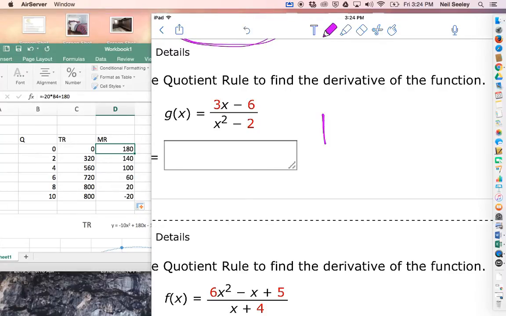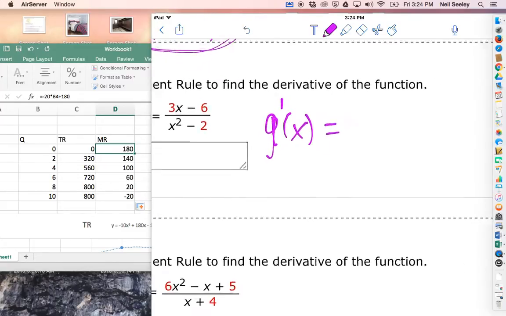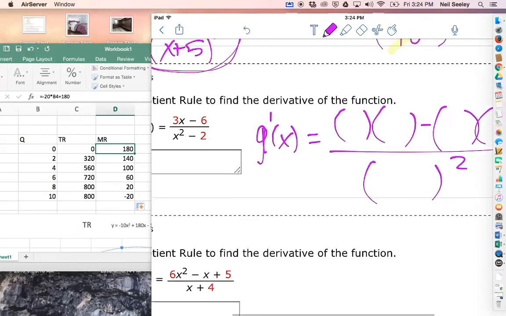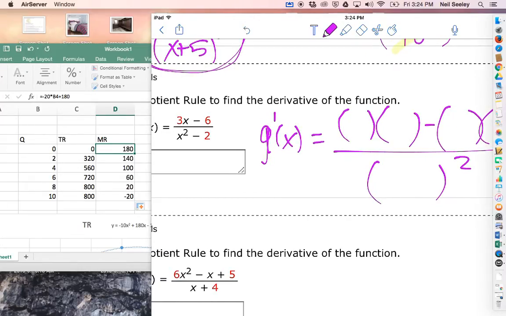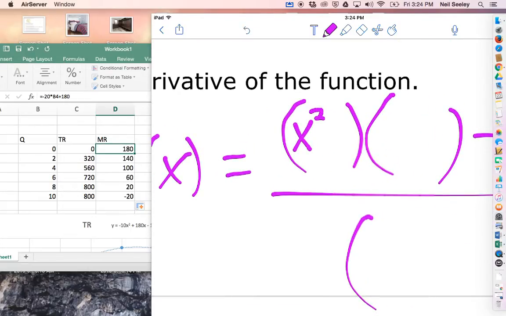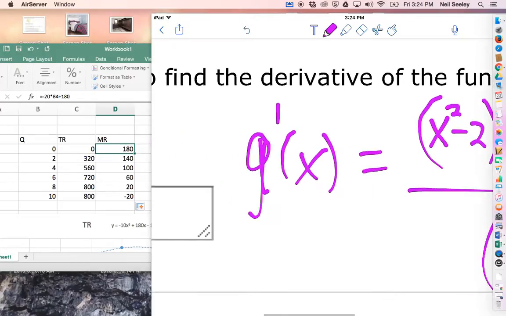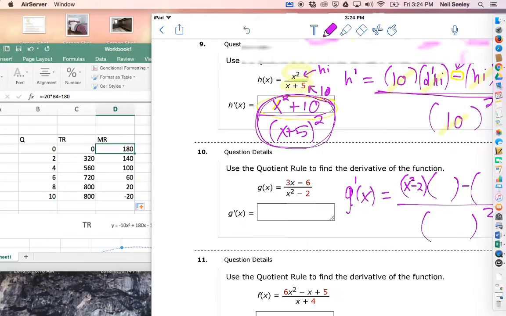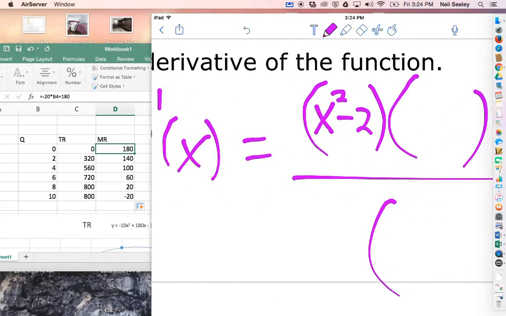If I do my g prime of x for this one, what I'm going to do is set up my template and put my 1, 2, 3, 4 sets of parentheses up top, minus in between. And down below I'm going to put my parentheses squared. And I'm just going to go in and write my low. You always start with your bottom function untouched in the quotient rule. If you can remember that, order matters in the quotient rule, and it has to start with that low.